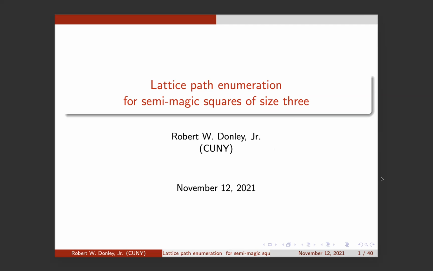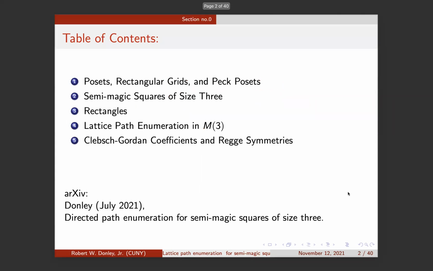So today's talk, we have lattice path enumeration of semi-magic squares of size 3. This is the Representation Theory Seminar. This is really going to be a combinatorics talk about representation theory concerns. But we'll definitely, of course, new laptop, so still figuring out the forwarding.